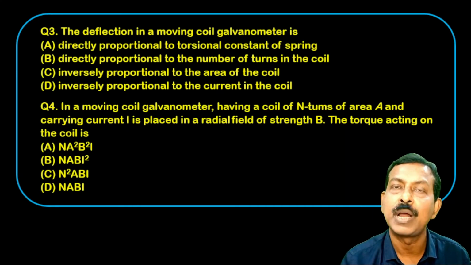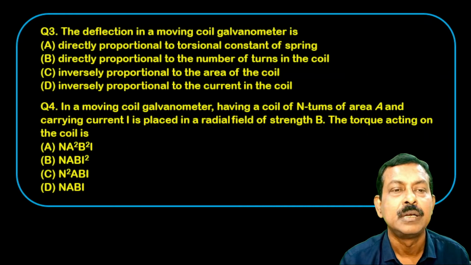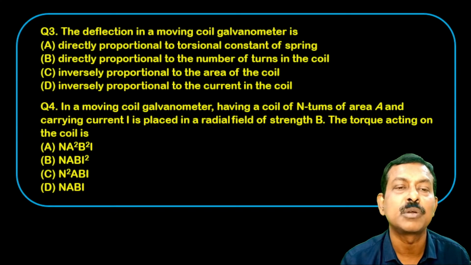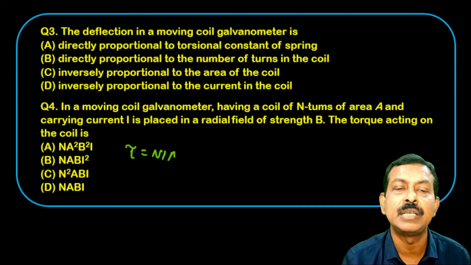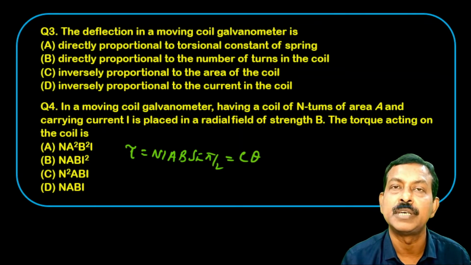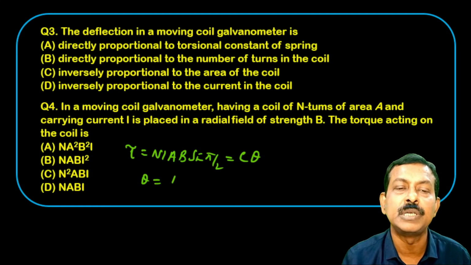Take the next question. The deflection in a moving coil galvanometer is: first, directly proportional to the torsional constant; second, directly proportional to the number of turns of the coil; third, inversely proportional to the area; and fourth, inversely proportional to the current in the coil. Now, for a moving coil galvanometer, the torque it experiences is NIAB sin(π/2), because we have taken the radial magnetic field. So it is sin(π/2), and this is equal to Cθ. So obviously θ will be equal to NIAB divided by C.